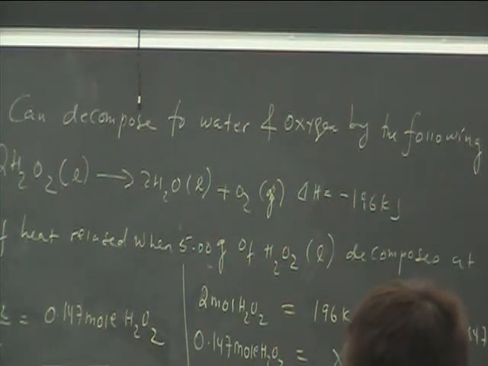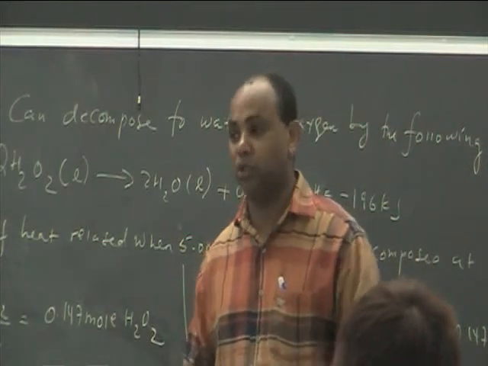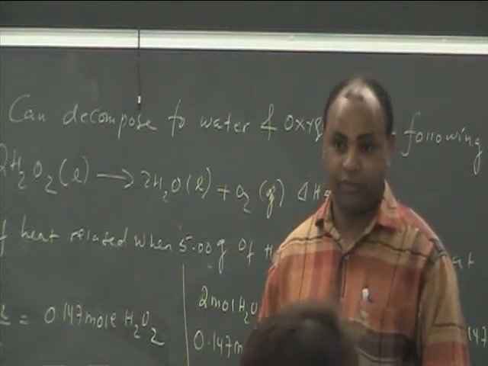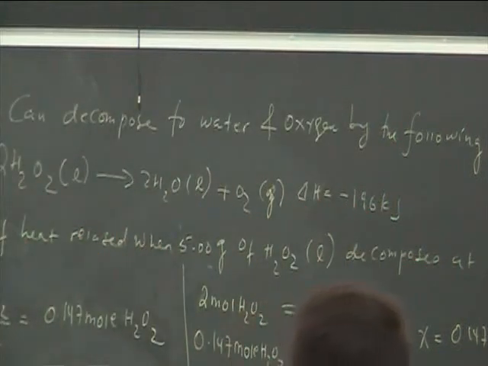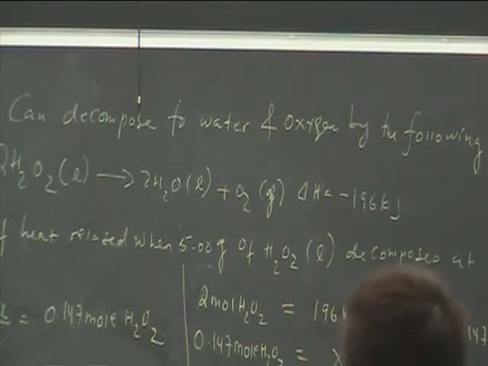But in some cases, I would say calculate the quantity of heat released in kilojoules, or calculate the quantity of heat produced in joules, or calculate the quantity of heat produced in calories. Because we know that 1 calorie, if I don't make a mistake, is 4.184 joules. Is that right?